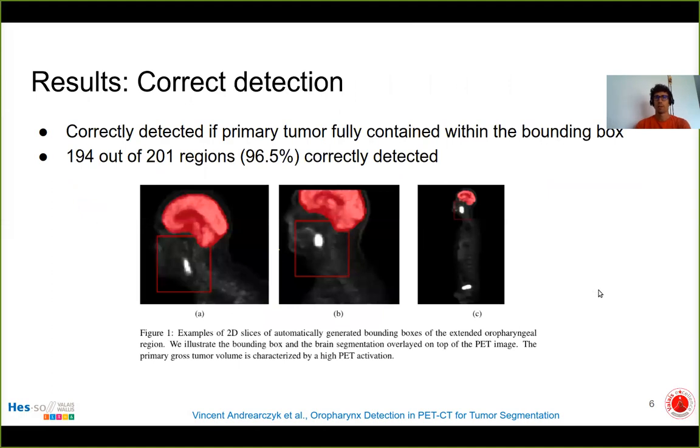Here are the results, starting with the correct detections. A detection is correct if the primary tumor is fully contained within the bounding box. We obtained 194 out of 201 correct detections. And below are some examples of these correct detections.